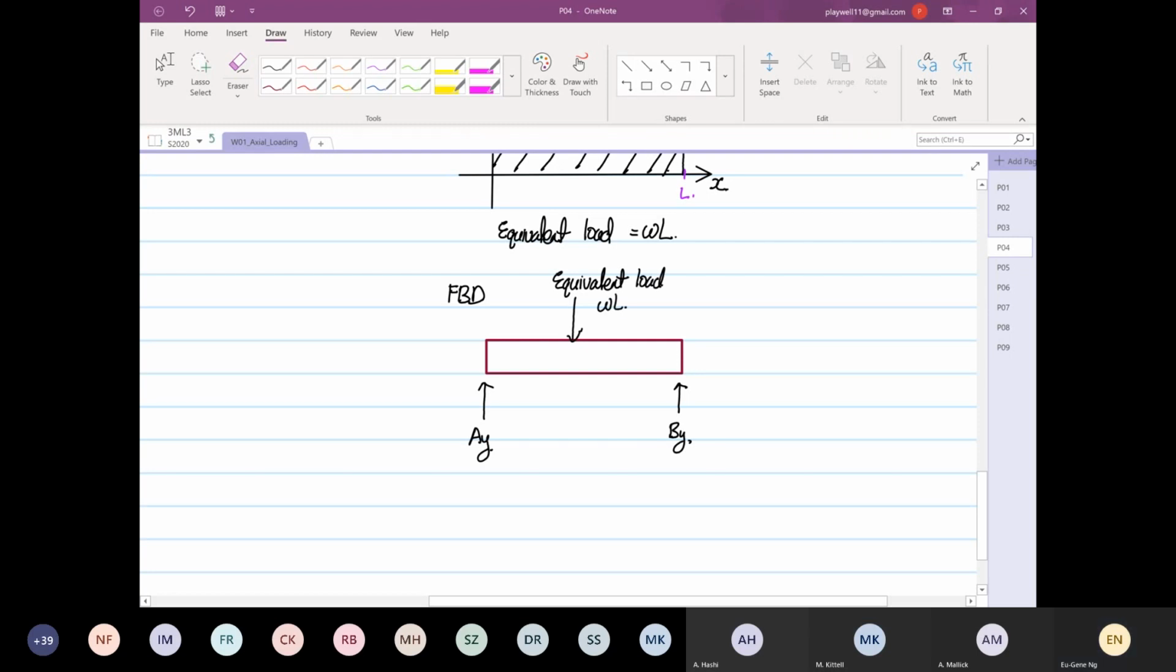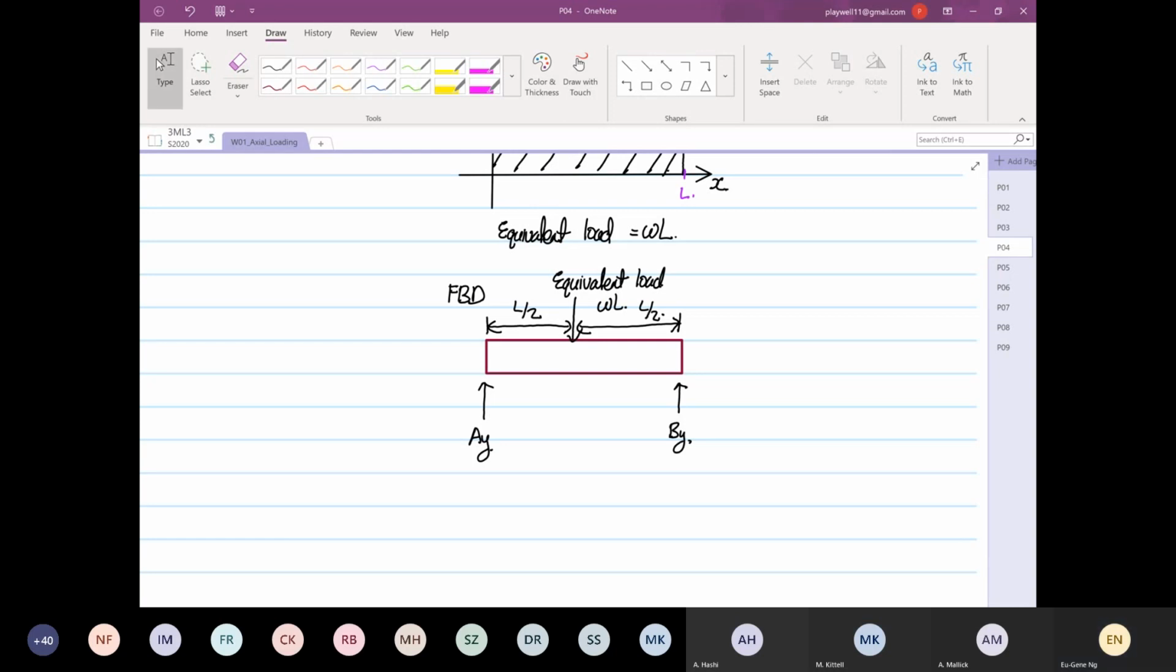Because it's the equivalent load, the centroid is exactly L over 2 of the equivalent load that's acting on. Okay, it's L over 2. So this is for evenly distributed load.